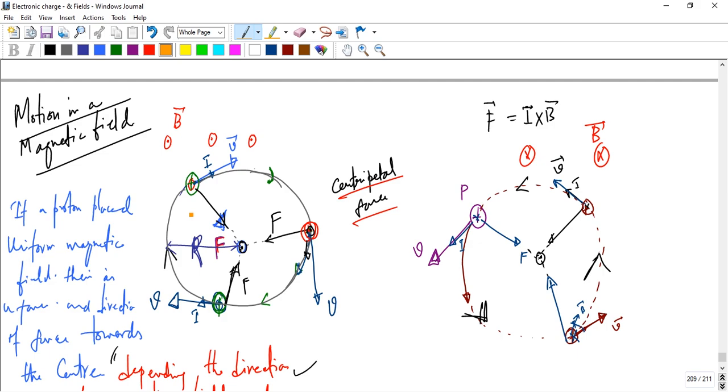Next class we're doing some calculation here and describing what a cyclotron is. Okay, there's an instrument, a machine called a cyclotron. That's very important. Okay, so today in the class here, thank you.